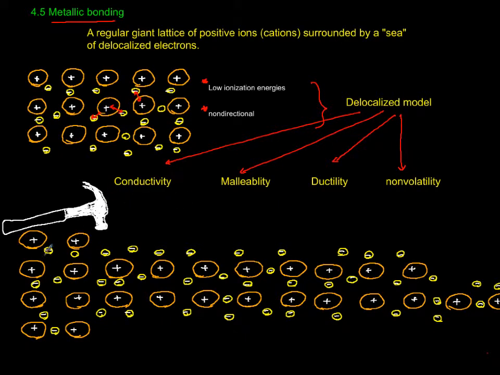Conductivity, since electricity is simply the movement of electrons. As soon as you connect the positive and negative pole of a battery, electricity gets conducted.